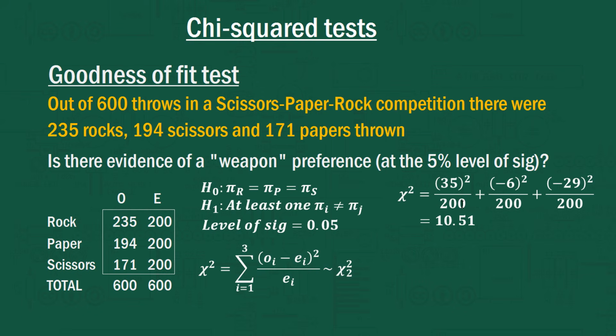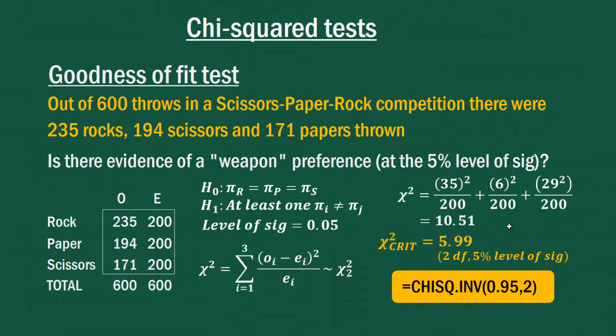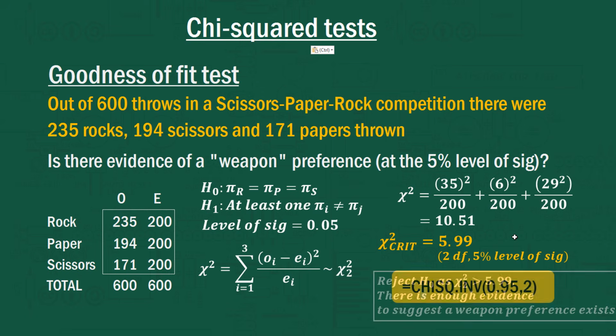The calculated chi-squared stat is 10.51 if you sub everything in correctly. And then the critical value that you get, if you're using Excel, you could use that same formula we used before, except with 2 degrees of freedom. The critical value is 5.99. So our conclusion here is to reject the null hypothesis as the chi-squared calculated value is greater than 5.99. So we can say there's enough evidence here to suggest that a weapon preference does exist, and it seems that people prefer to throw rocks than they do scissors or papers.